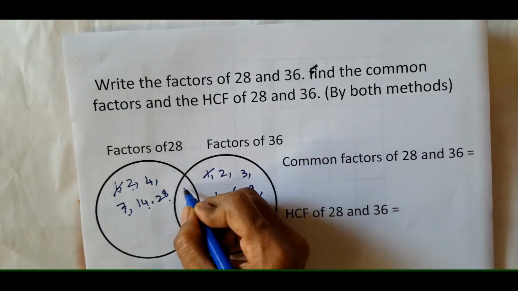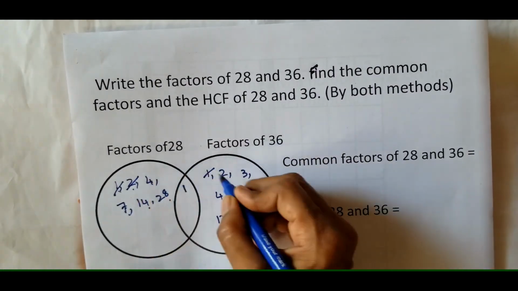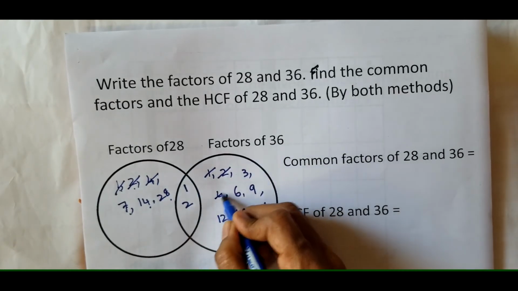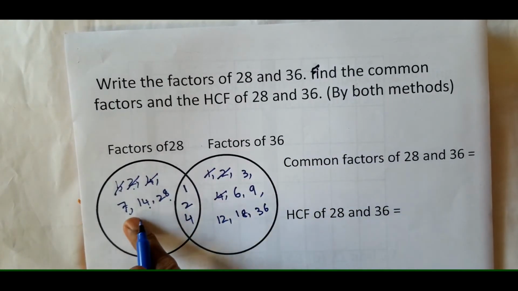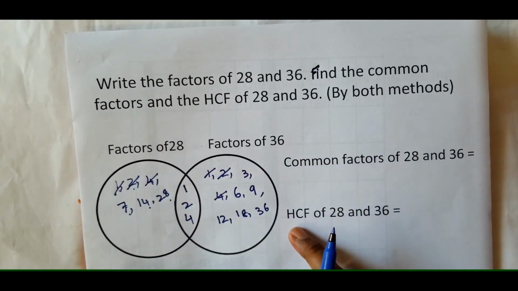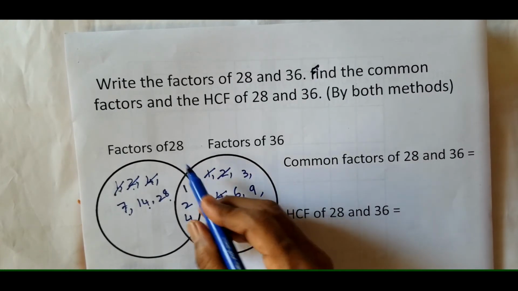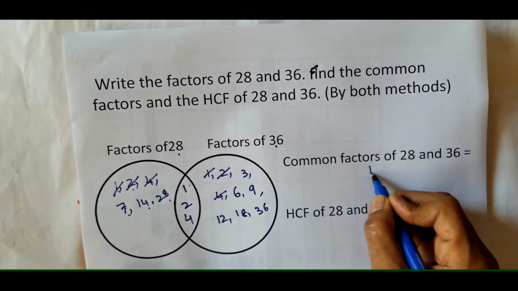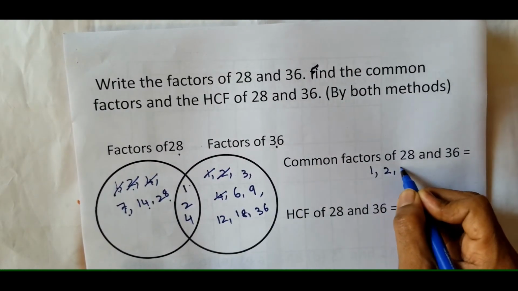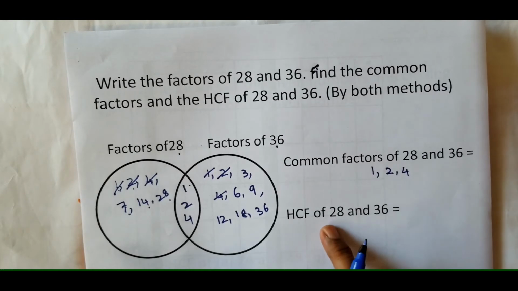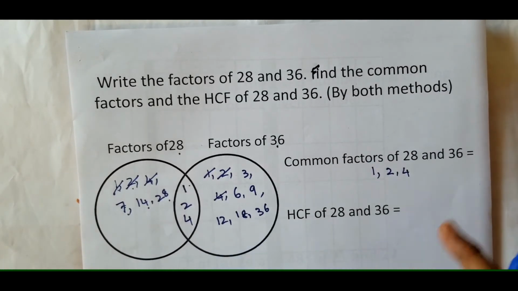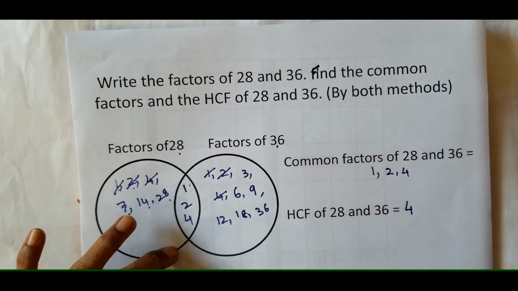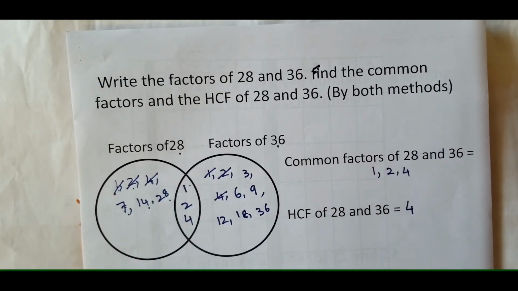1. Then 2. Next 4. Do we have any other common factor? No. So now the common factors of 28 and 36 are 1, 2 and 4. Now HCF of 28 and 36. Now which is the greatest number from these three? 4. So the HCF of these two numbers will be 4. Followed?